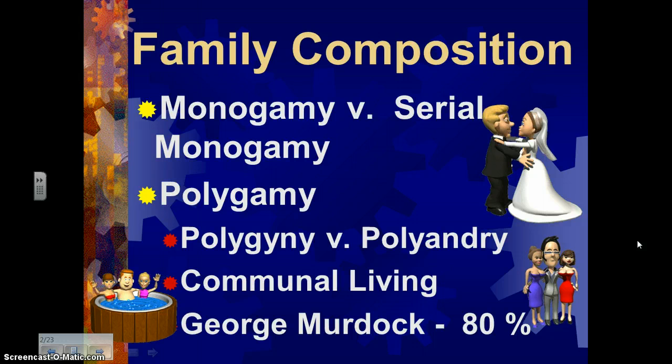And back in the 1940s, George Murdoch researched over 565 different societies. And what's kind of interesting and almost unbelievable to us a lot of times, but in over 80% of those societies, 80% out of the 565 societies he researched, he found had some form of polygamy. So polygamy exists in the world and probably exists far more than what we in the United States really tend to think of.